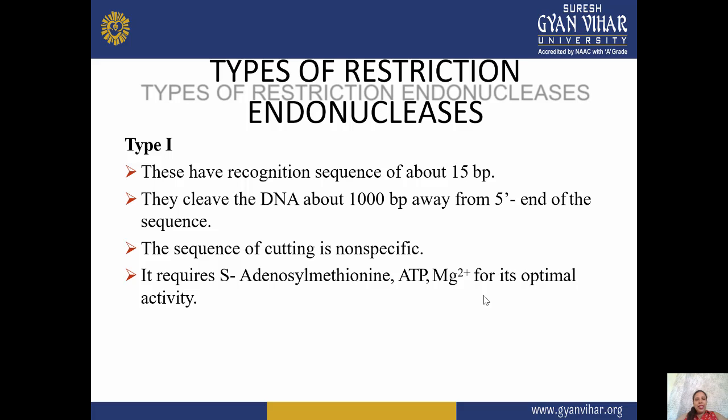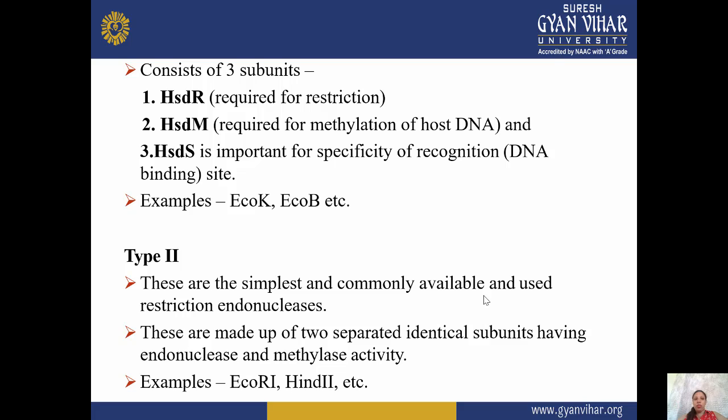Now it requires S-adenosyl methionine, ATP, as well as magnesium 2 plus for its optimal activity. If the S-adenosyl methionine is not there, it cannot produce a cut. So in the solution where we are taking the DNA and the restriction endonuclease type 1 enzyme, we need to add S-adenosyl methionine, ATP, as well as magnesium 2 plus for its optimum activity, or we can say to produce the cuts.